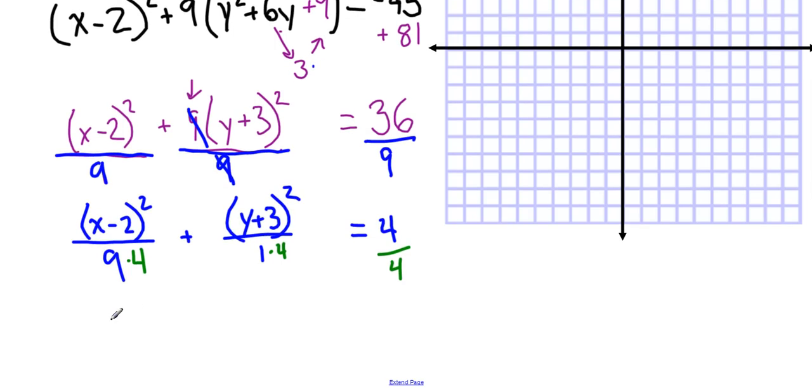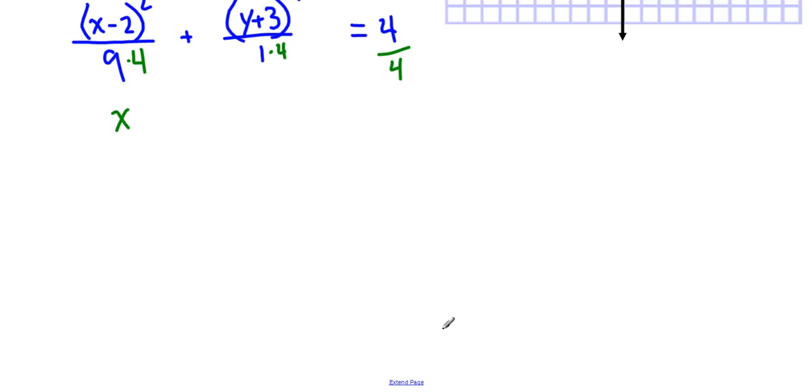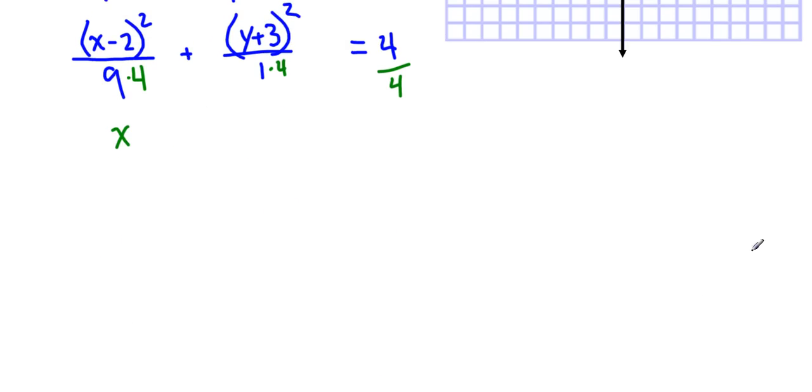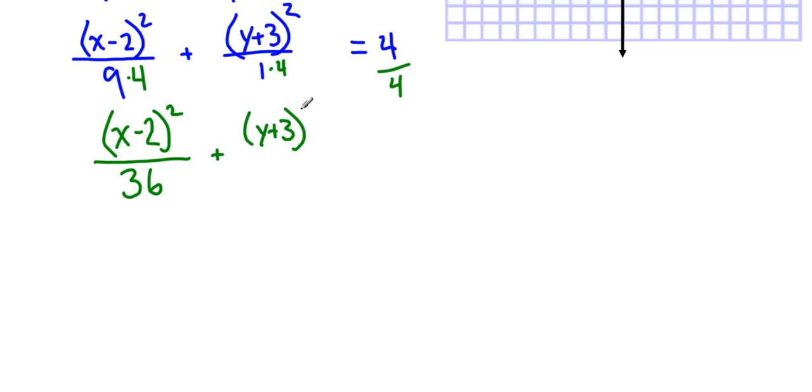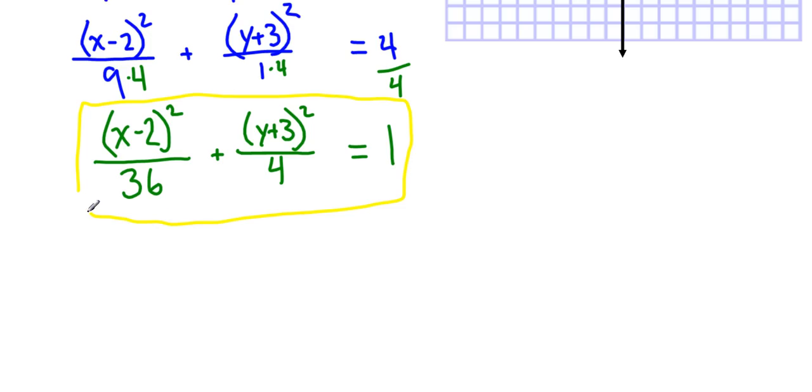All right, let's see what we get. So we've got x, let's go up a little bit, x minus 2 squared over 9 times 4, which is 36, plus y plus 3 squared over 4 equals 1. Okay, so we got it in standard form. I like the looks of that. I like the fact that we've got perfect squares on the bottom. That'll make graphing it easier.